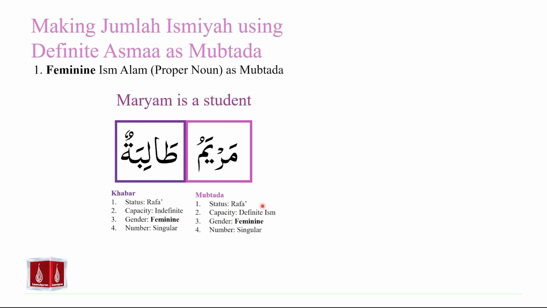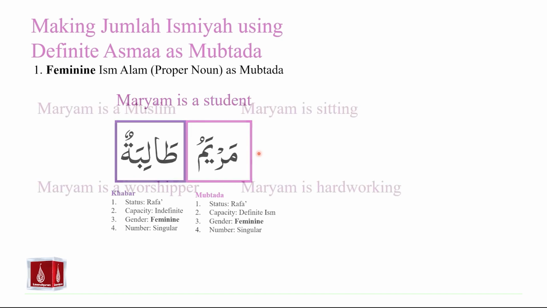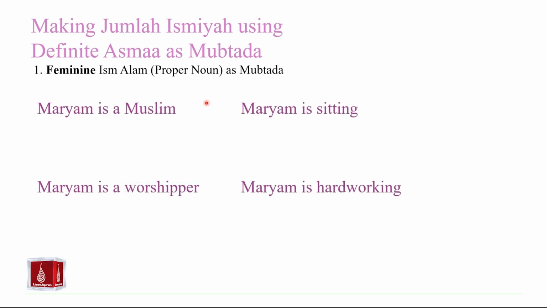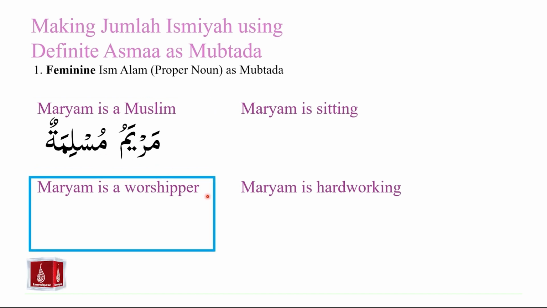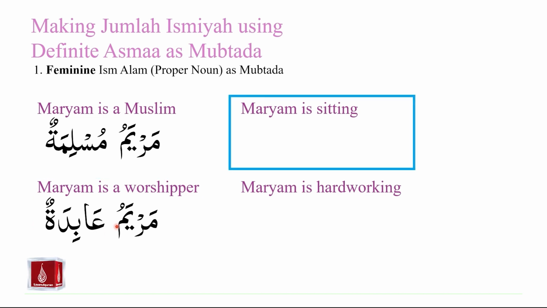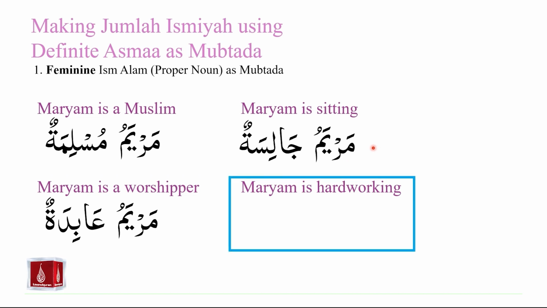So Maryamu meets all criteria to be mubtada, Talibatun meets all criteria to be khabar, and the translation of Maryam is a student is Maryamu talibatun. This is a complete jumla ismiya. We will look at some more examples. Maryam is a Muslim. Maryamu muslimatun. Maryam is a worshipper. Maryamu abidatun. Maryam is sitting. Maryamu jalisatun.